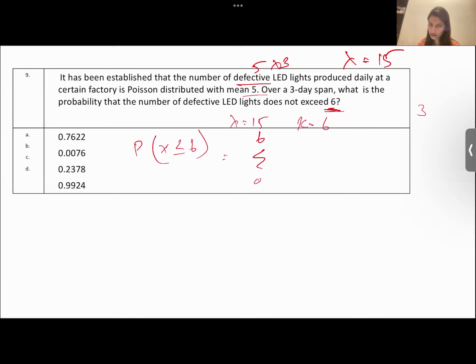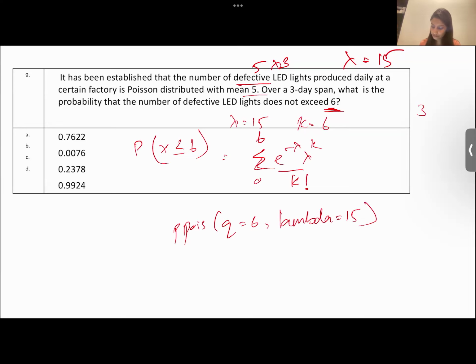So sum from 0 to 6, e power minus lambda, lambda power k by k factorial. With R again, it's just ppois, q is equal to 6, lambda is equal to 15. Yeah, this should give you the answer.